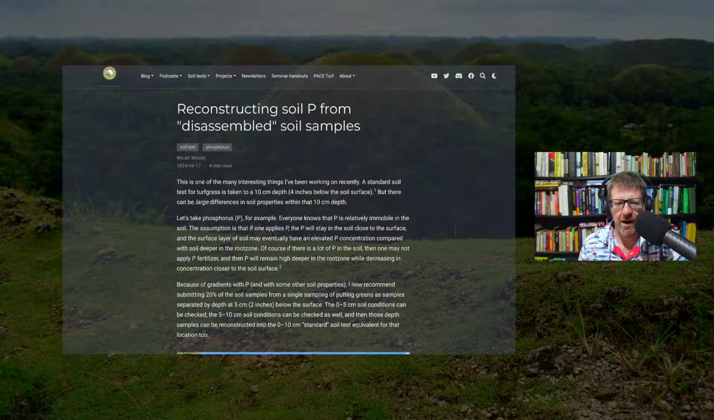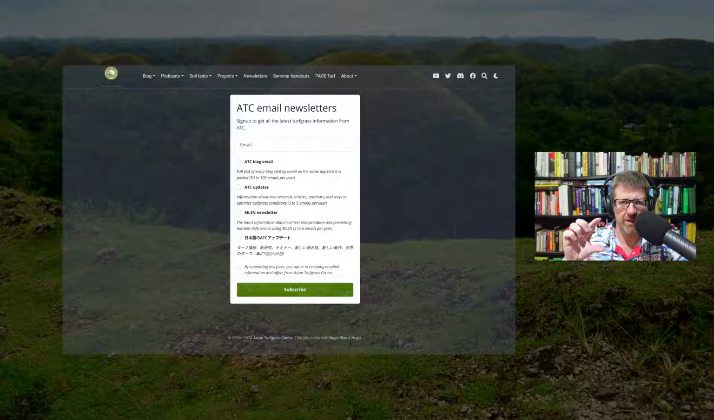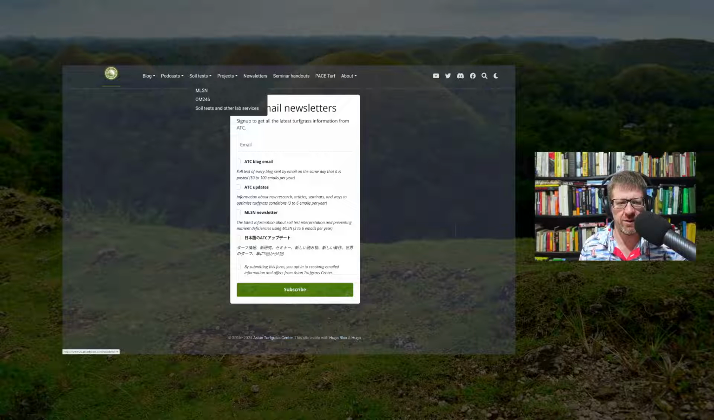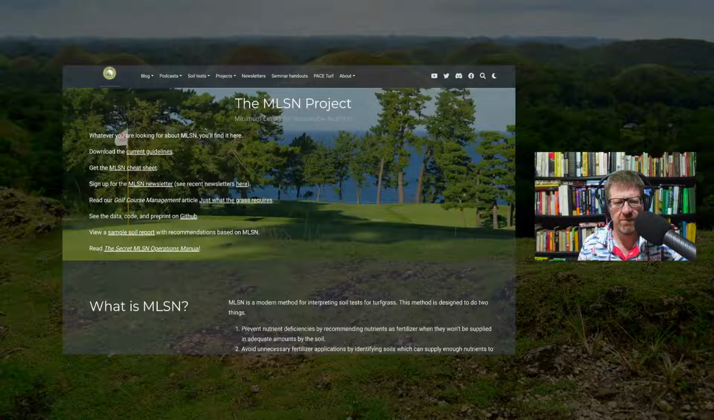So I'm just going to mention one more thing. On the ATC website, if you go to the menu, you can find a newsletters tab. If you're looking at this on a mobile device, you'll get one of those ladder menus or sandwich menus that you can click to expand, and it'll show you what the menu items are. You can sign up for the ATC newsletters, and one of the newsletters that was sent just recently was the MLSN newsletter. If you get that, then you receive it by email already.